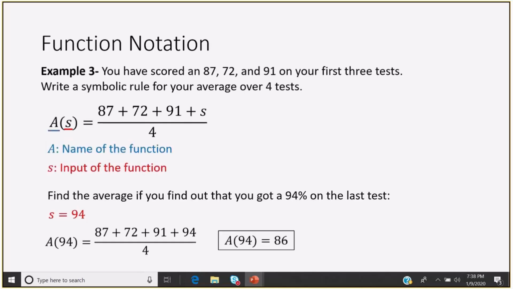I didn't mention, but I should mention, one of the most common mistakes I see with this function notation, and it completely makes sense, I get why it happens, is that when we see that A of 94 is equal to 86, quite often our brain goes into overdrive and we think, okay, I can't stop there. I have to get A by itself because I'm looking for my average. That's just the name of the function. So your answer is 86. Your average on all 4 of these tests is 86 or 86%. So don't overthink it. If you see A of 94 and you have your function, that's really just telling you what to do. Your answer is just that 86.